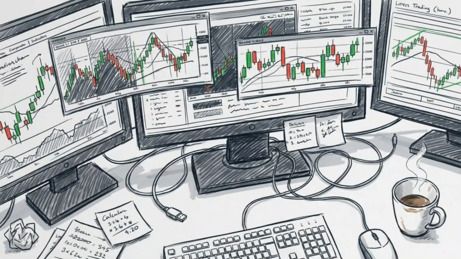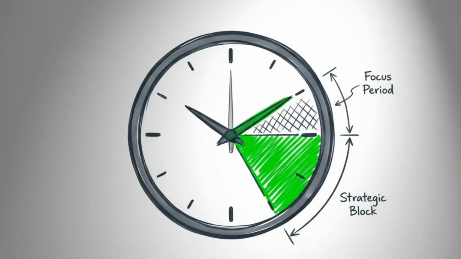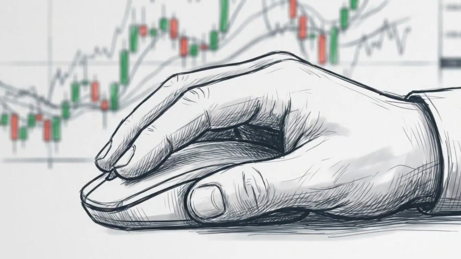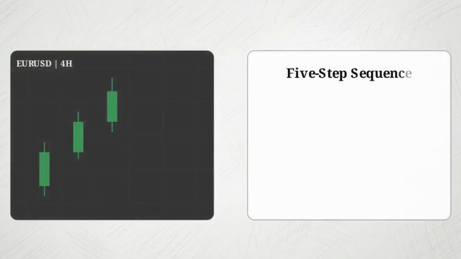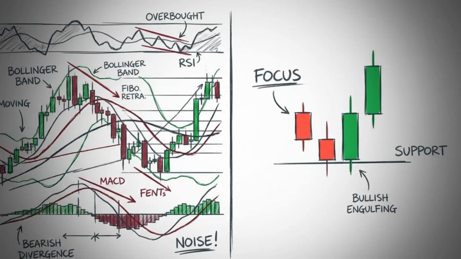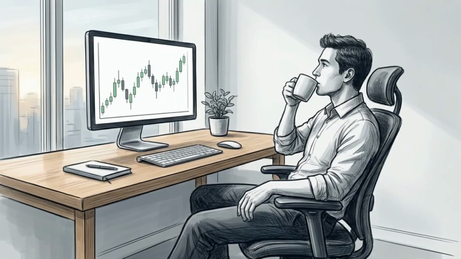You have now replaced hours of chart scrolling with a single context candle, a specific 4-hour window, and one clear execution trigger. Open your charts today and locate yesterday's 1 a.m. Eastern candle. Walk through this 5-step sequence and see how the price responded to the close of that candle. Trading consistency comes from removing the noise. When you have a fixed set of rules, you no longer have to hunt for trades. You simply wait for the market to meet your criteria.